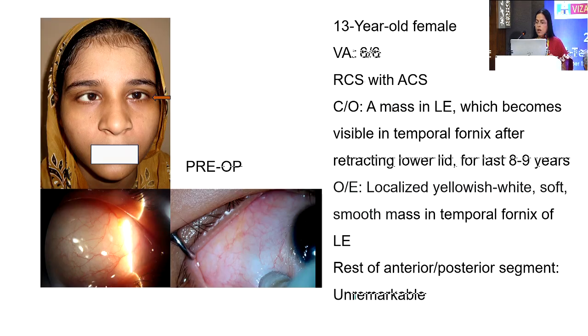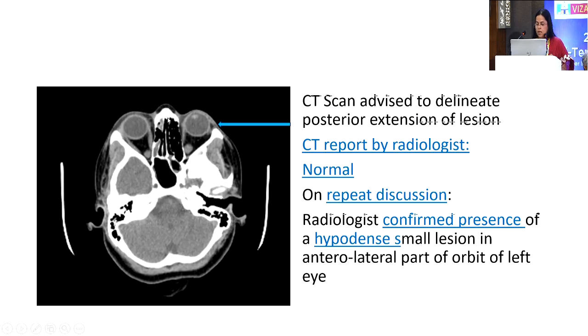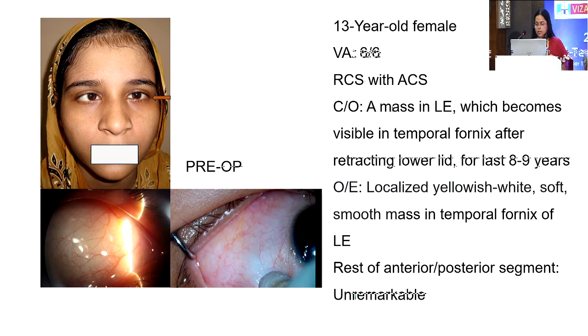Case number 4, a 13-year-old female who came to us with RCS with ACS, but she used to evert her lower eyelid frequently in front of the mirror, and there was a soft, localized yellowish white soft mass in the left temporal fornix. And she was quite bothered about it, saying remove this one.